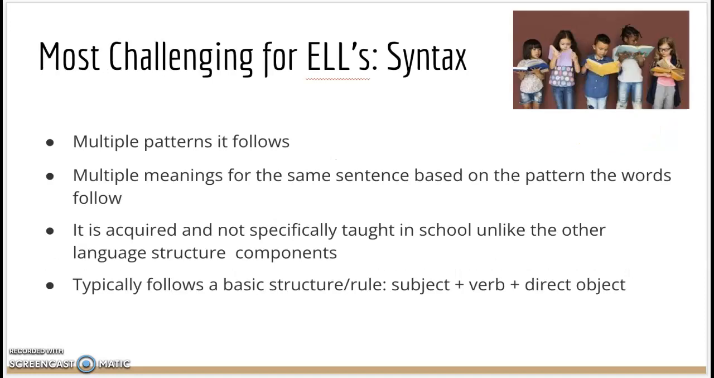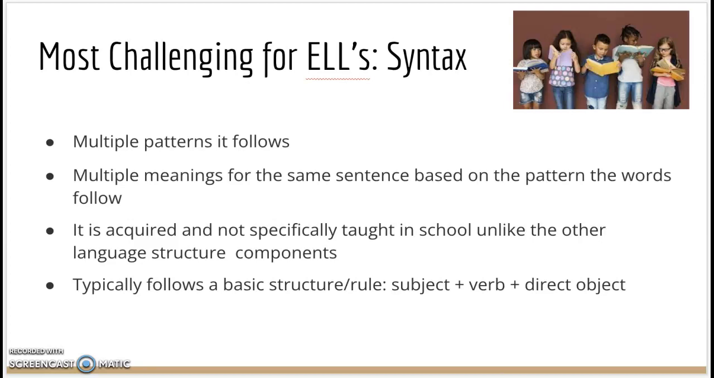I personally think that the most challenging for ELLs is syntax. This is because it has multiple patterns that it follows, and those patterns are not always the same in every sentence. It has multiple meanings for the same sentence based on the pattern that the words follow, which can be confusing for them to understand just because it can be very broad. There can be multiple meanings. It can be confusing when you're trying to tell a student that this is the meaning, but it also has another meaning.